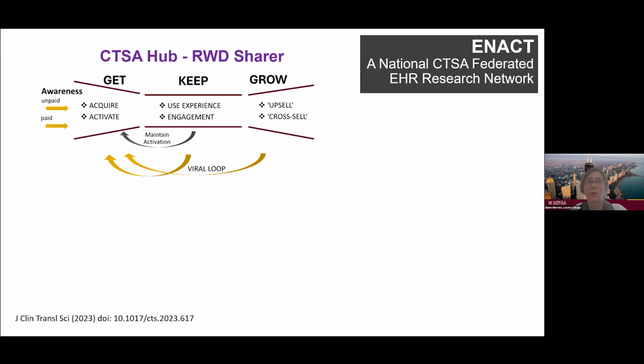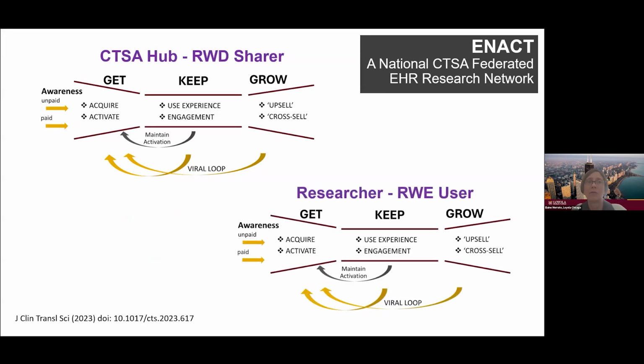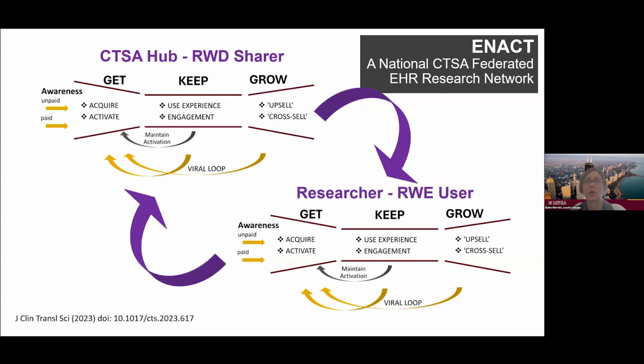I think in data networks, what we have is a two-level adoption in which you have this get, keep, grow happening at both the CTSA hub site, in which those are working with their health system and the real-world data sharing, and the research community that is the real-world evidence generators. And so you have to have both of these actively working and getting, keeping, and growing data sharing, and then hoping that that then drives into getting, keeping, growing real research users, and that their experience drives the need of why a site wants to continue to participate in that particular network.